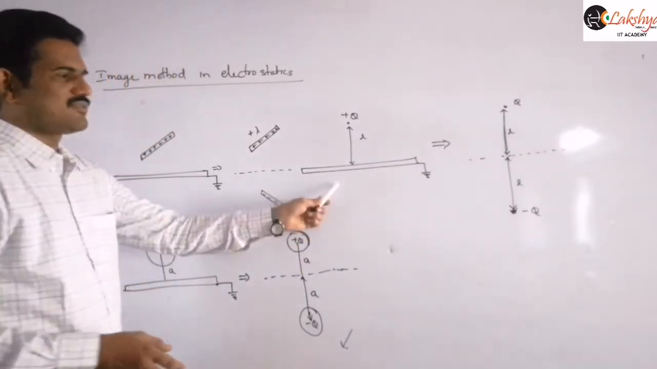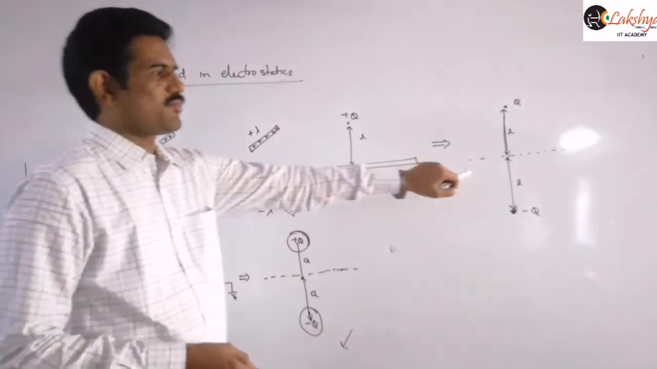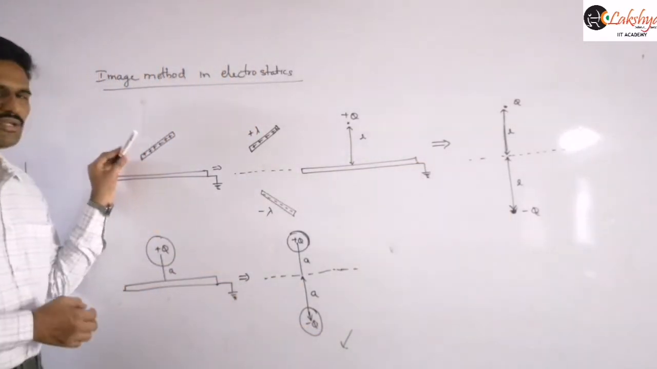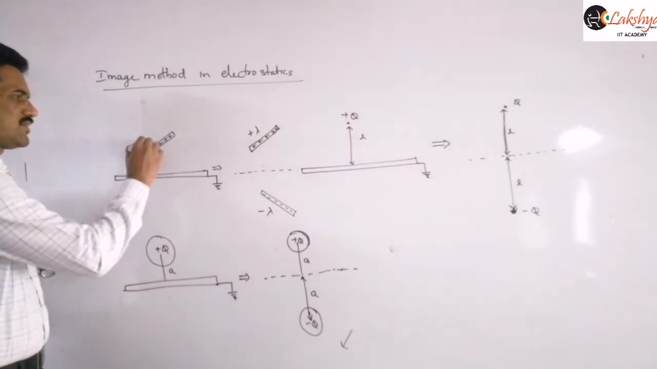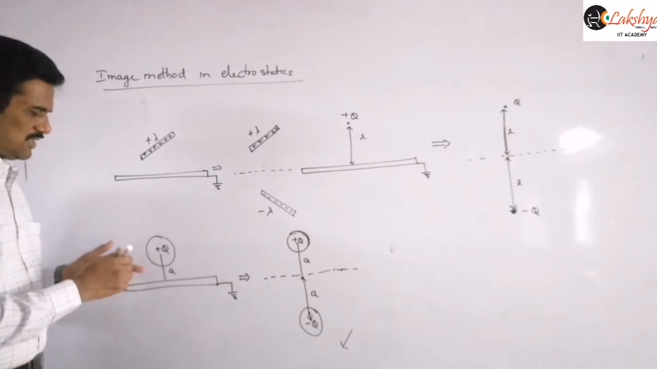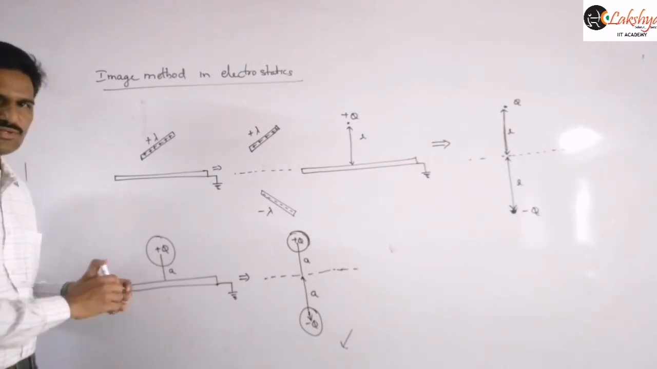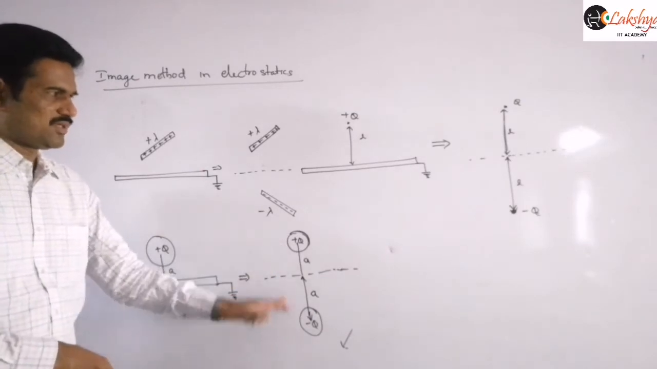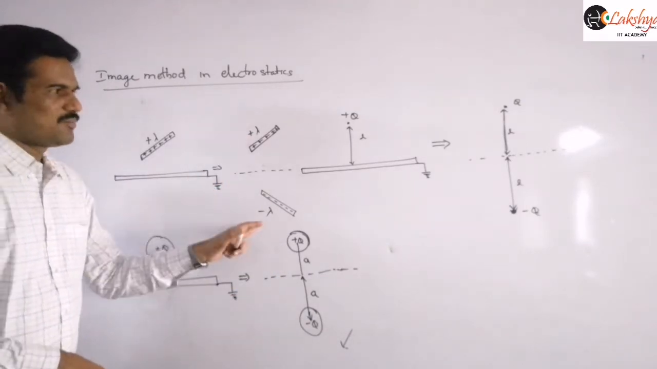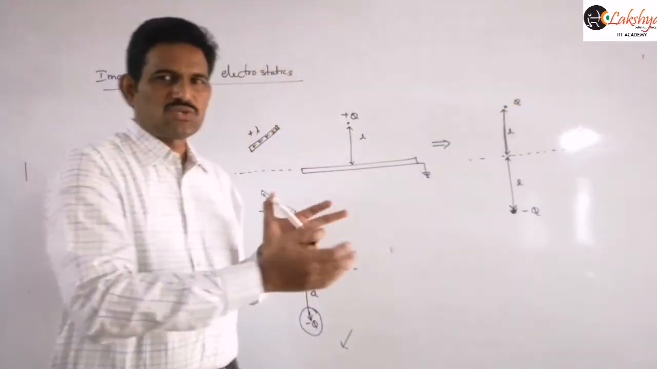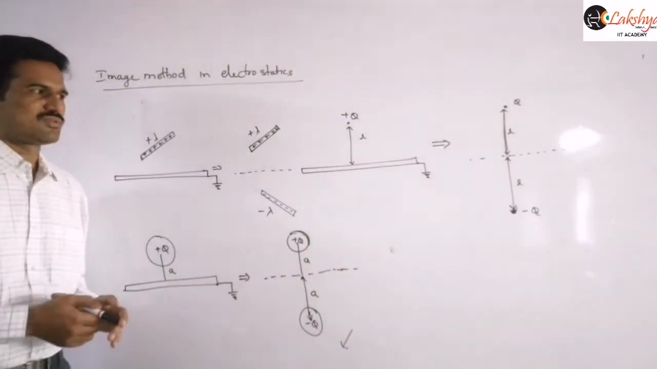If point charge is given like this, then we can replace the point charge into this method. And if a rod is given having some charge density plus lambda, then we can convert its image like this. And similarly, if a spherical charge distribution is given here, then we can convert its spherical charge distribution here. If it is plus q, minus q, if it is plus lambda, minus lambda, if it is again plus q and minus q. So like that we need to convert that given system into image, right?